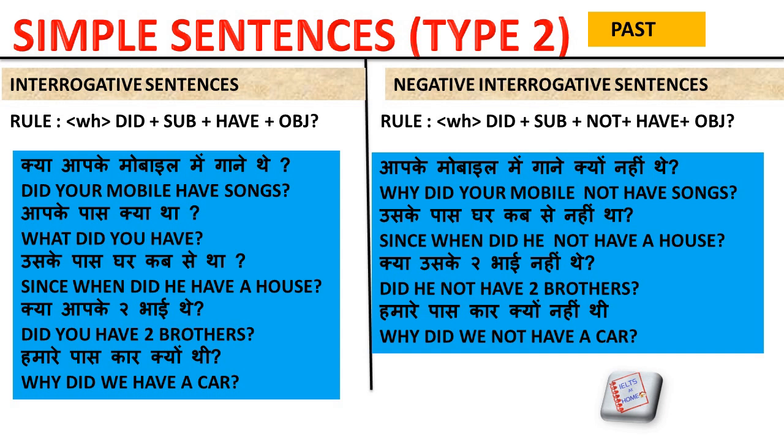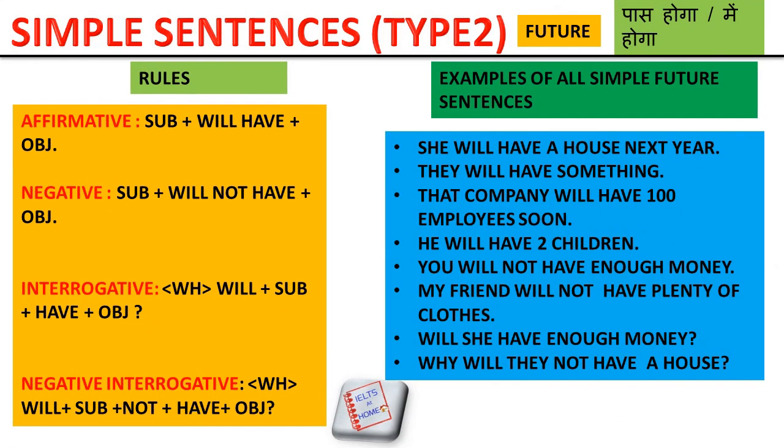Now we move to future. In simple future, we only use will have. And the identification in Hindi sentences is hoga, hogi, honge, because it's a prediction about the future. So that's why it's a future sentence. For simple sentences type 2 future, the rules are written on your screen on the left side in the yellow box for all 4 types of sentences: affirmative, negative, interrogative and negative interrogative. For affirmative, the rule is subject plus will have plus object, and if you want to make it negative, then you need to put not between will and have. You can see on your screen.